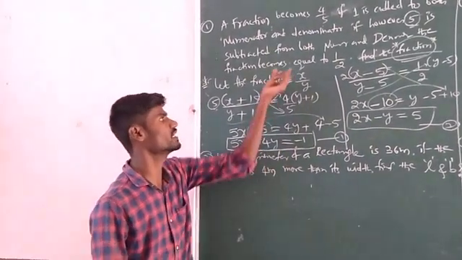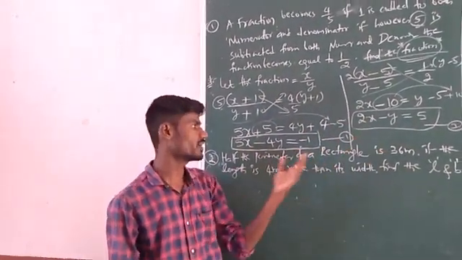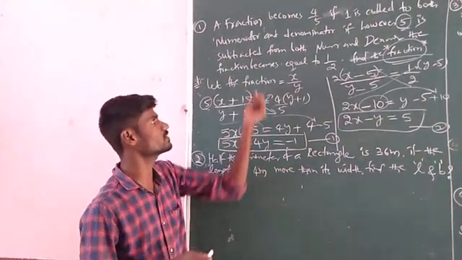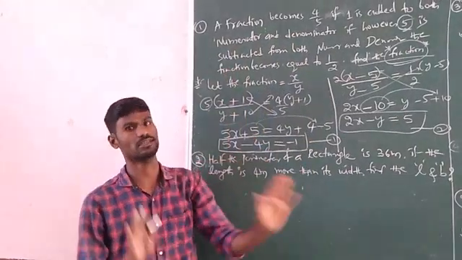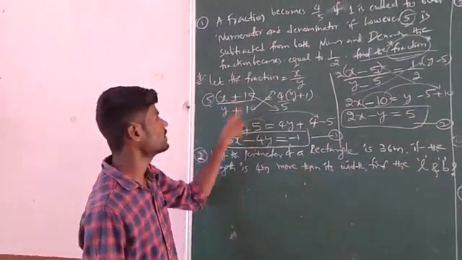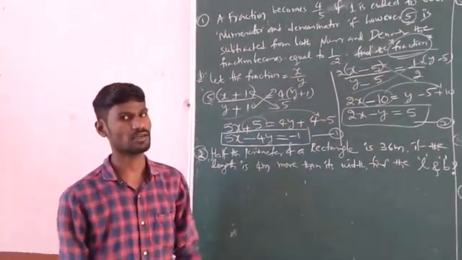But up to the equations part I am explaining. Once we get the equations, we can solve easily. But what is important here is how to get equations from the given data. Understood? That is the way: becomes equal, added, subtracted, like that they may give conditions.